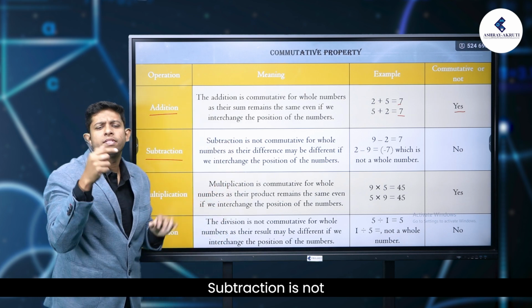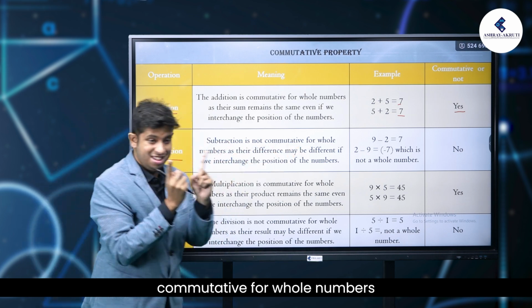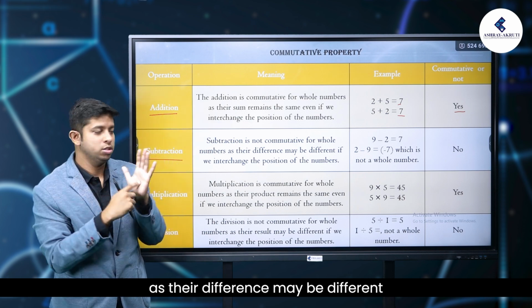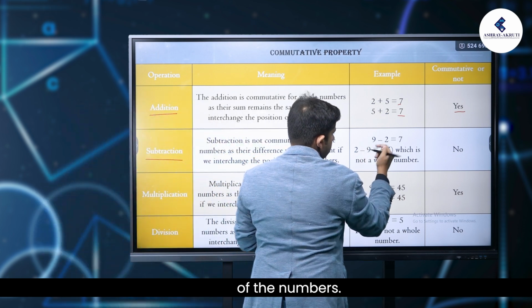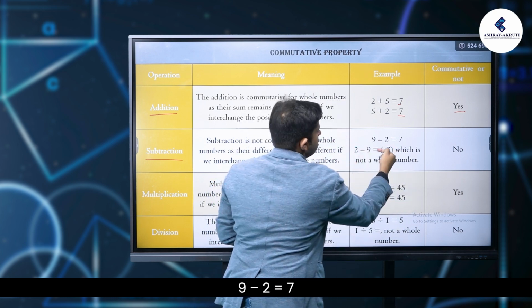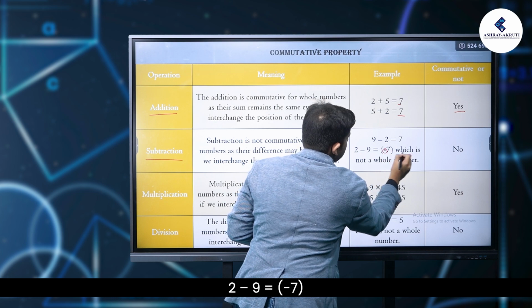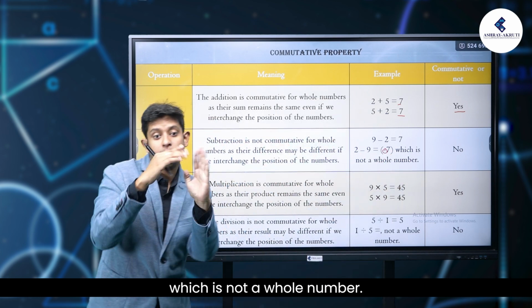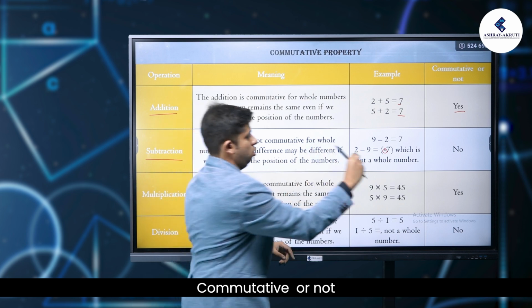Subtraction. Subtraction is not commutative for whole numbers as their difference may be different if we interchange the position of the numbers. For example, 9 minus 2 is equal to 7, 2 minus 9 is equal to minus 7, which is not a whole number. Commutative or not? No.